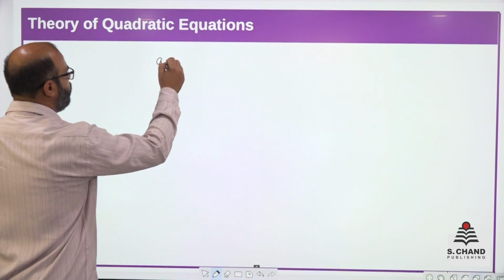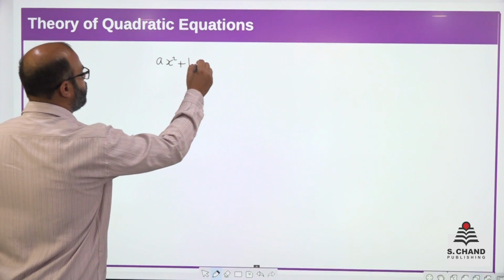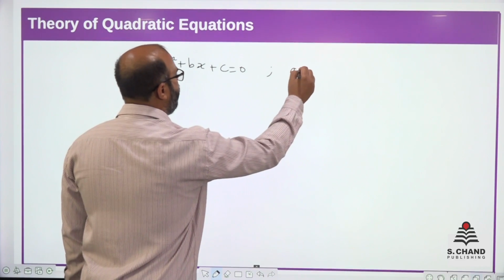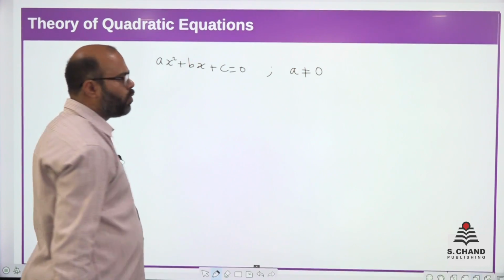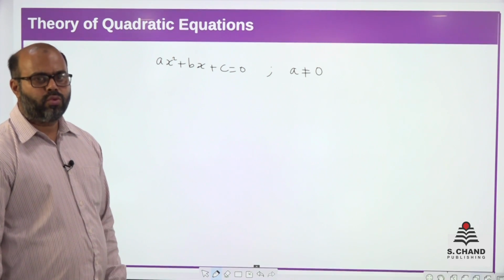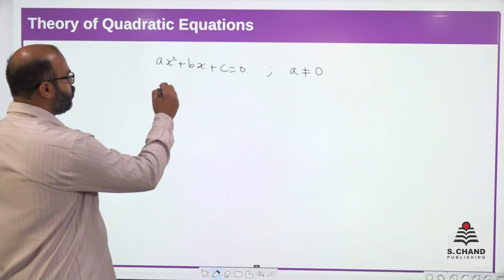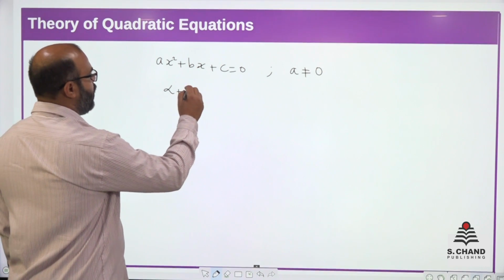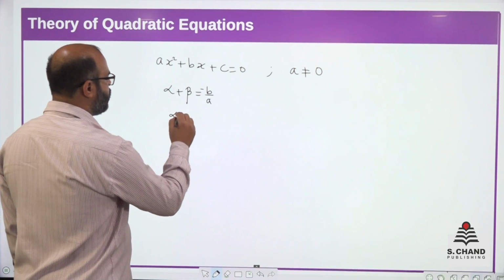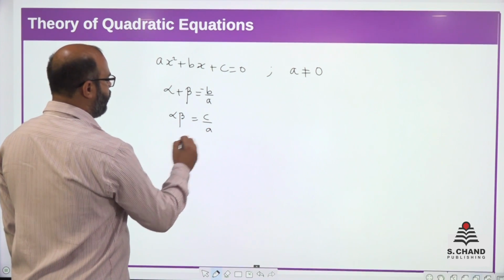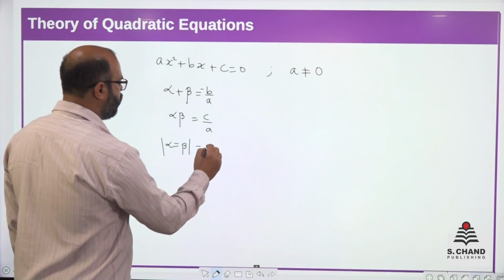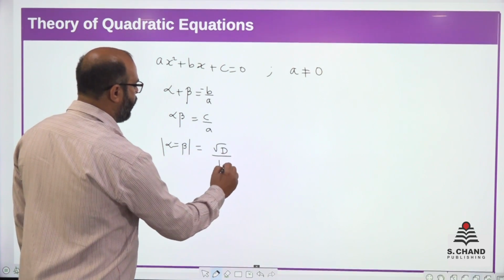First of all, a quadratic equation, which is ax square plus bx plus c is equal to 0, where the coefficient of x square, a, is not equal to 0, is called a quadratic equation. Now this quadratic equation has two roots, alpha and beta. So the sum of the roots is minus b upon a, the product of the roots is c upon a, and the difference of the roots is the mod of the difference, that is the positive value, root over d by mod a.